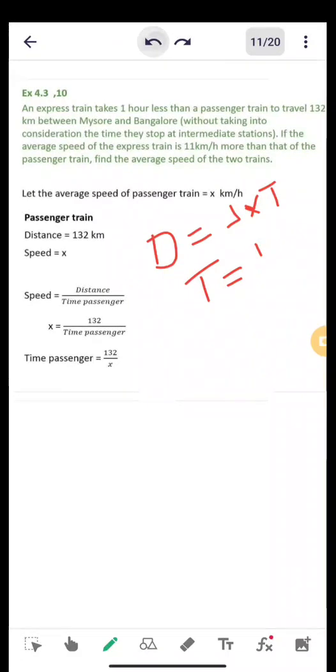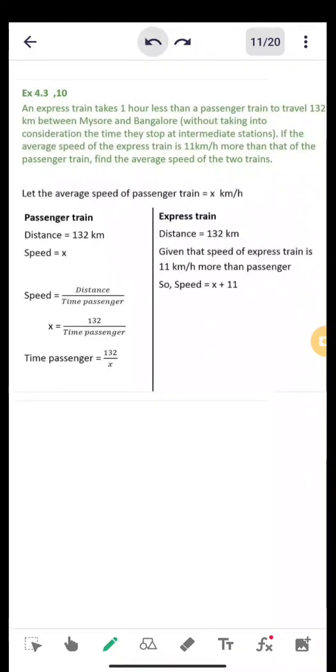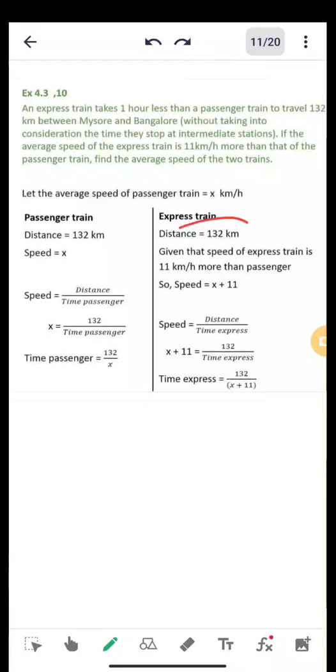Similarly, for express train also we frame a condition. For express train, the speed is 11 kilometer per hour more. So speed of express train is 11 kilometer per hour more than that of passenger train. Passenger train speed is x, so this is x plus 11. Framing the condition for this, I get 132 by x plus 11, distance by speed. Both the trains are traveling 132 kilometer only.